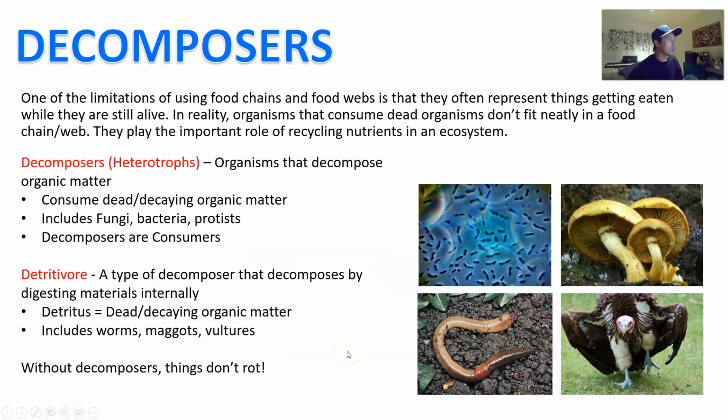Okay. Now, one of the limitations of using the food chain or food web system to represent things getting eaten is that we often think of it as being eaten when it's still alive. But the reality is that sometimes organisms are dead before they get eaten. And that doesn't neatly fit in a food chain or a food web, because an organism that eats something that's dead isn't necessarily its predator, if that makes sense. And so you have to also remember that there are decomposers in every food chain and food web as well. And they play an important role in making sure that the nutrients in the environment are being recycled, essentially.